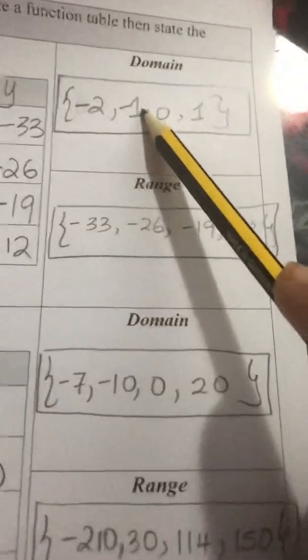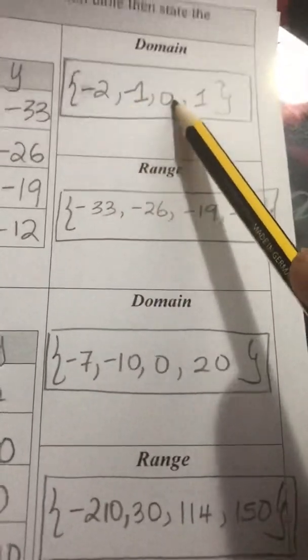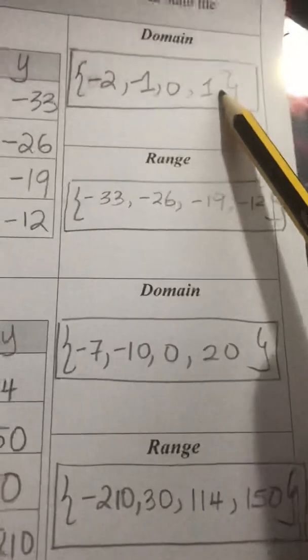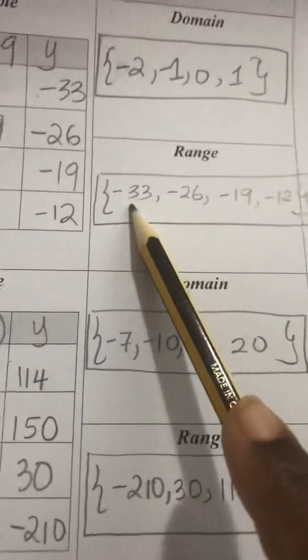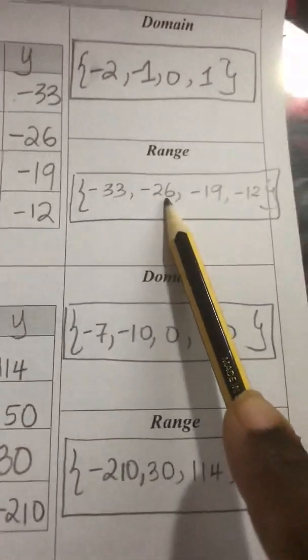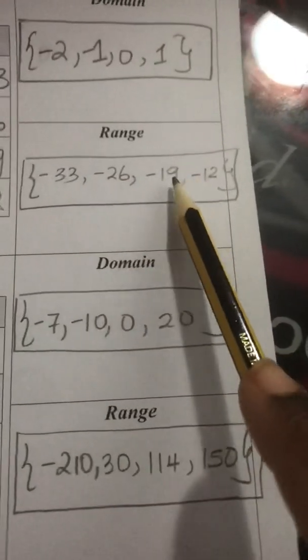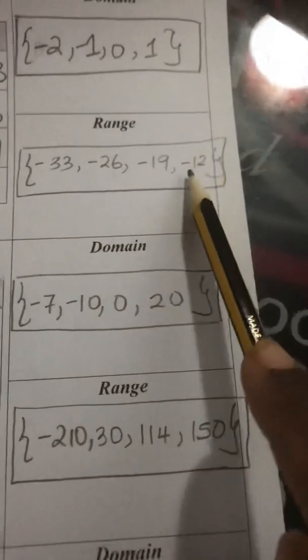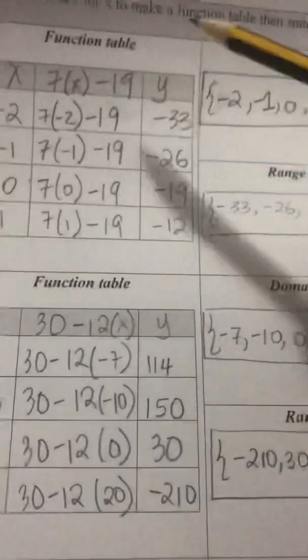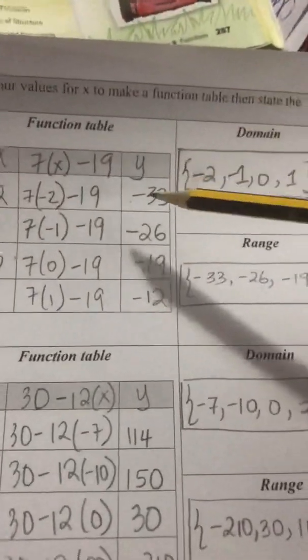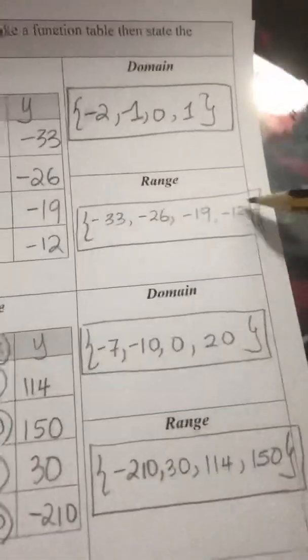-2 is less than -1. -1 is less than 0. 0 is less than 1. -33 is less than -26. -26 is less than 19. -19 is less than 12. And there, nothing is repeated.